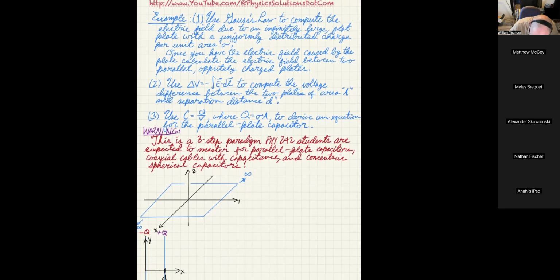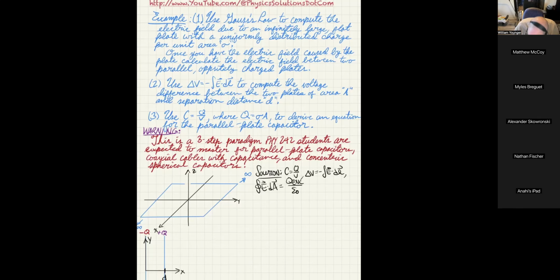So let's start. I'm going to say solution. And what we need for the solution is C equals Q over V. We need delta V equal to the negative integral of E dot dl. And we need Gauss's law, the closed integral of E dot dA is equal to Q enclosed over epsilon naught.